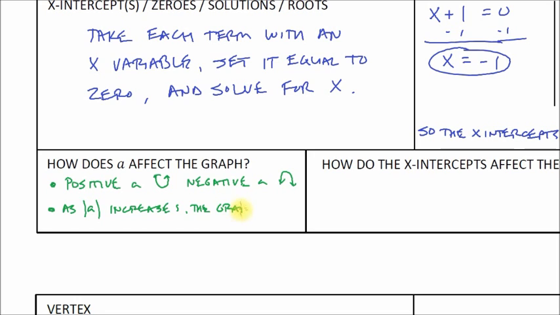And this is the same again for all three quadratic forms. The graph stretches. So that means when a gets really, really small, less than 1, and approaches 0, we get a compressed graph. Alright, let's take a look at the last question.